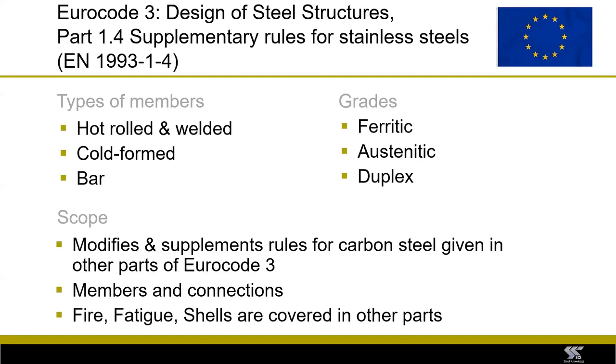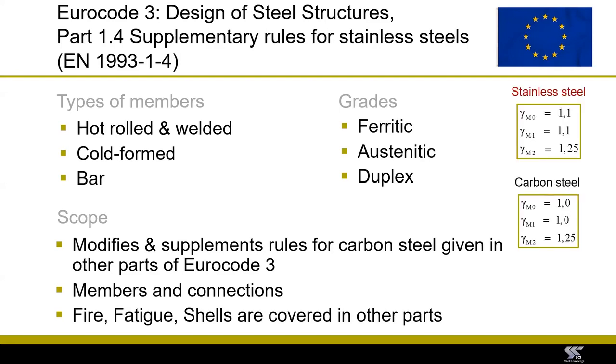So within the standard, provisions where required are given for members and connections where stainless steel needs specific rules. But it points out to other parts of Eurocode 3 for design at elevated temperatures, for fatigue and design of shells. One important thing to notice is that there are different partial factors for stainless steel. Here I've put the gamma M0, gamma M1. They are 1.1 compared to the carbon steel values, which are 1.0.